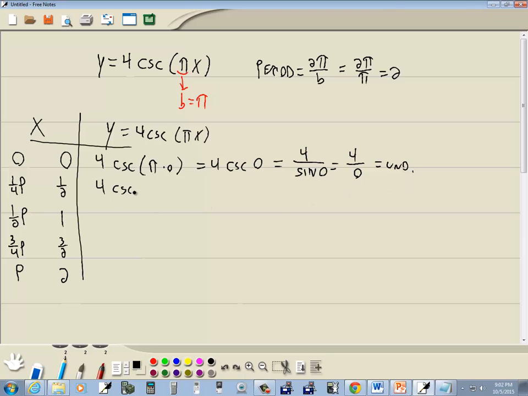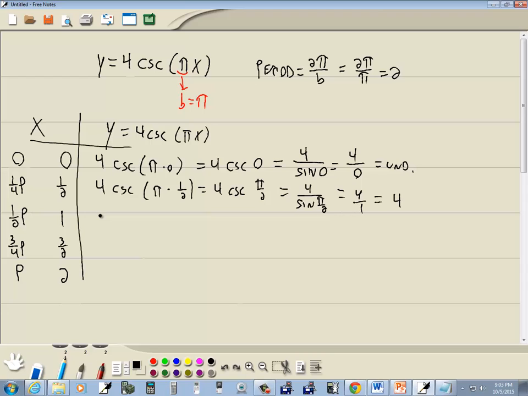And then I've got 4 cosecant of pi times 1/2, which gives us 4 cosecant of pi over 2. And again, I could put that in terms of sine if I need to think of it that way. So this is sine pi over 2. So I'm going around my unit circle. That's equal to 1. So we'll have 4 over 1, or 4.